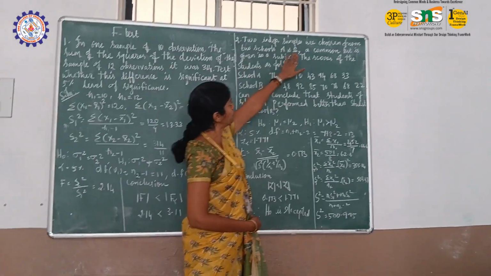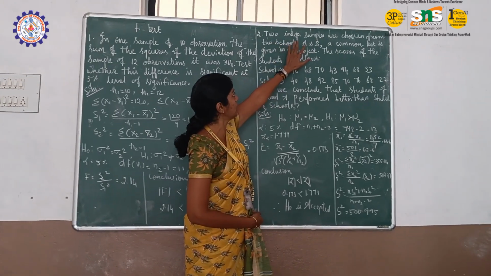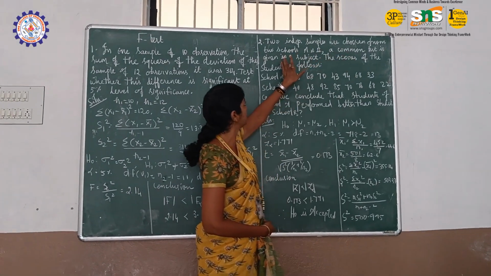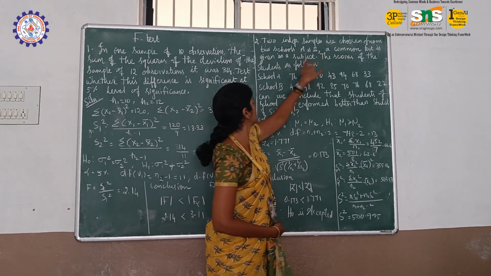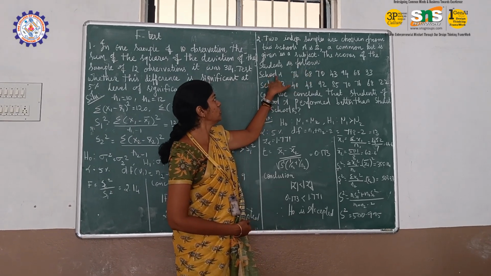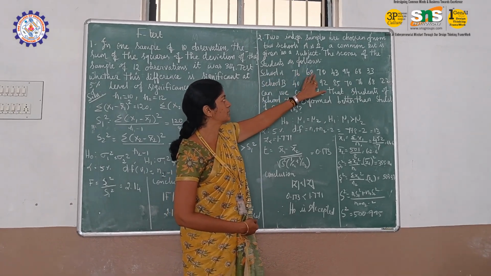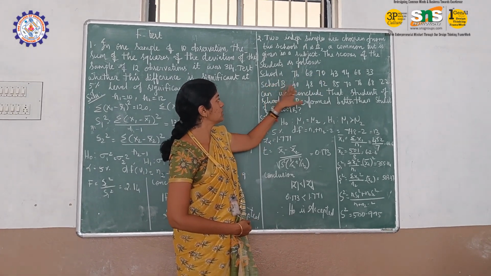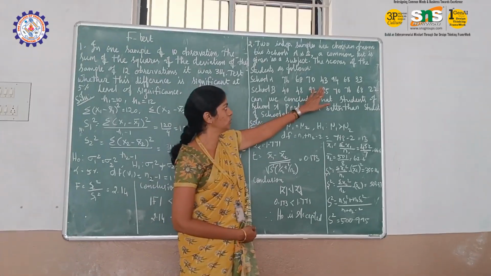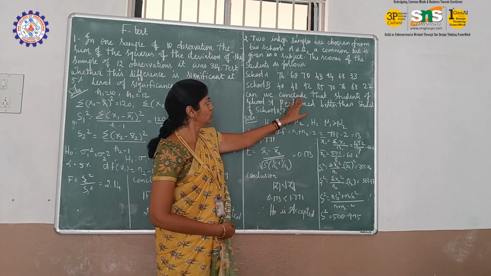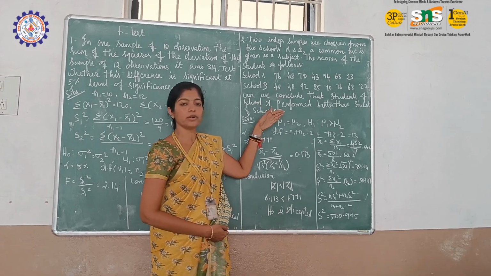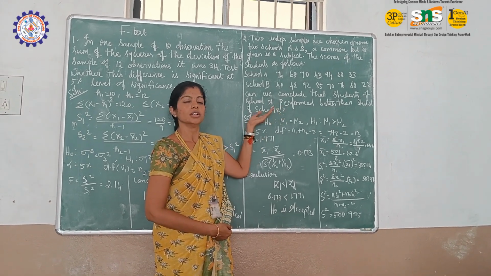Two independent samples are chosen from the two schools A and B. A common test is given in the subject. The scores of the students are as follows. School A students have scored 76, 68, and so on, and school B students have scored 40, 48, 92 and so on. Can we conclude that students of school A performed better than students of school B?